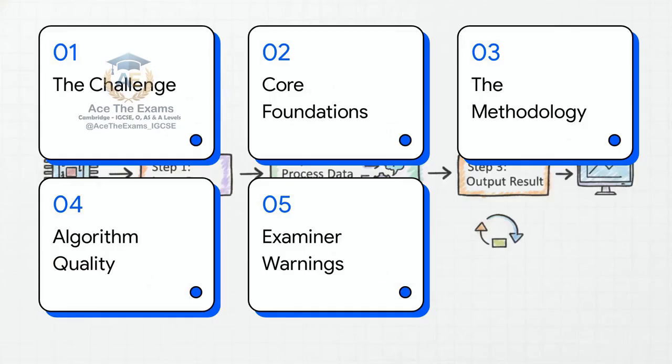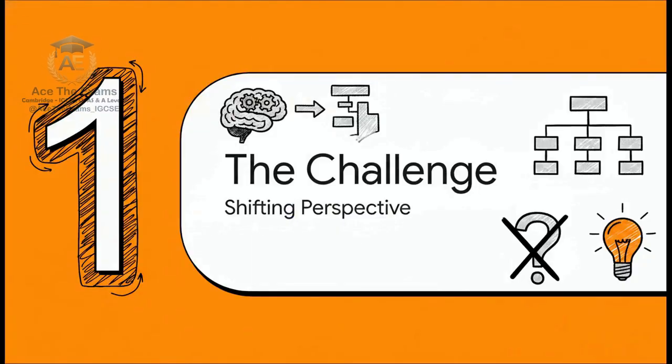To get you to that championship-level execution, we've broken down this explainer into 5 key parts. We'll start with the sequence construct challenge, look at the core theoretical foundations, map out your step-by-step methodology, show you how to evaluate algorithm quality, and finish with the top 3 examiner warnings. Let's kick things off with Section 1, the Sequence Construct Challenge, and why shifting your perspective is absolutely critical.